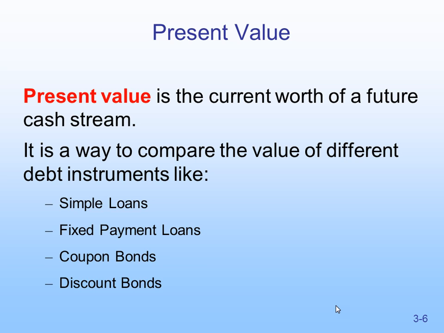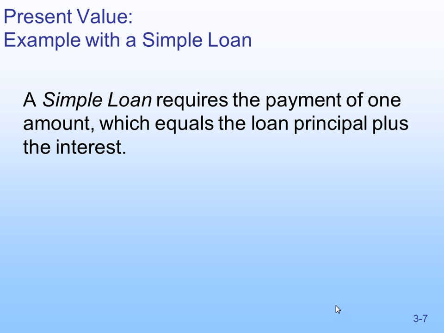All right, while some of you are looking that up, just interrupt me if you find it. So what present value does is it allows you to compare the value of different debt instruments, like the ones I mentioned, okay? A simple loan, we could do a fixed payment loan, although it's pretty complicated. You need a special calculator to do that. Coupon bonds and discount bonds. All right, well, let's start with a simple loan.